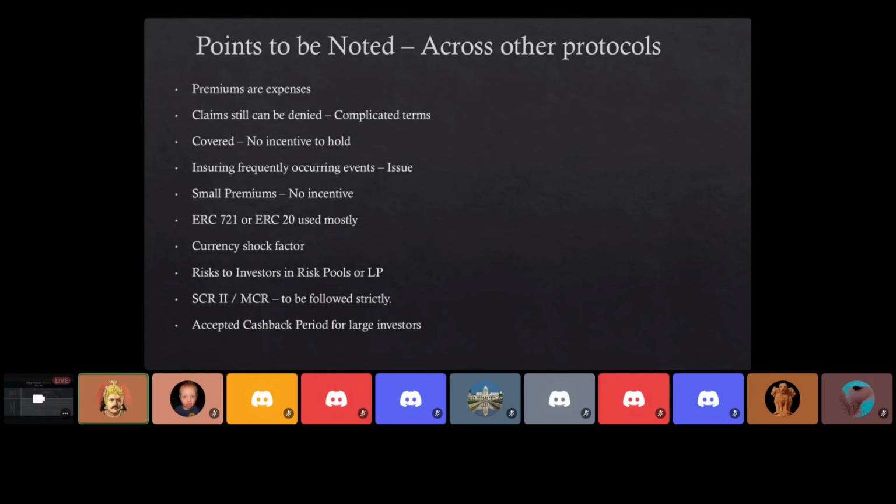And if a parametric event happens, again you're going to get more benefits out of it. So premiums are not expenses with the Pana protocol. The second point is claims can be denied. In other protocols, there were some caveats and there are some incentives to deny the claims because of the terms and conditions that are set out there.